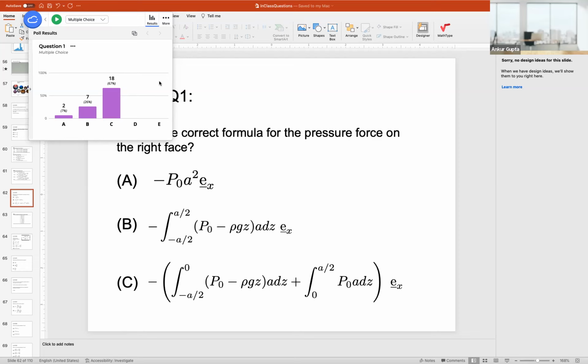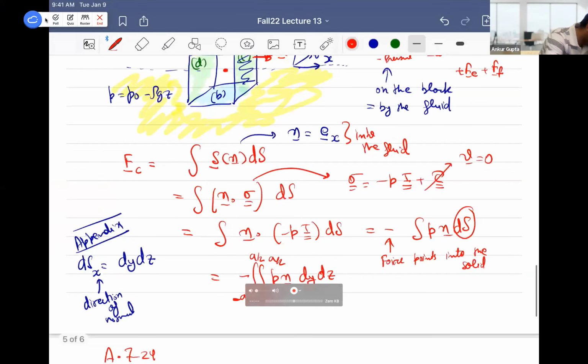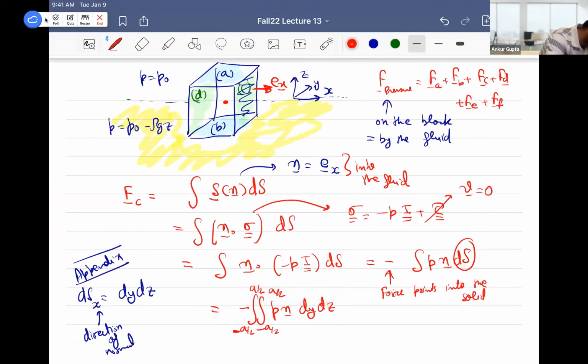The first thing is it should be negative ex. Remember that we are integrating over this entire surface here. Half of it, which is Sophie's question, is submerged inside water. So here the pressure is P naught minus rho g z, and here the pressure is P naught, because half of it is above water.